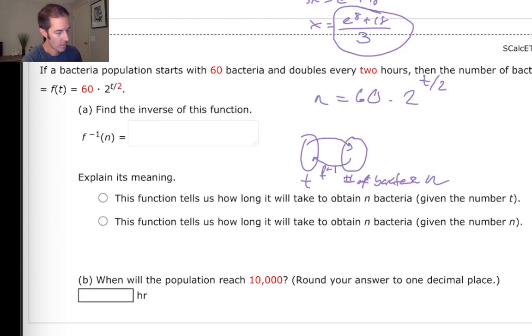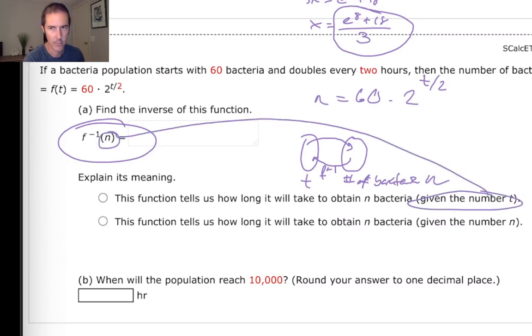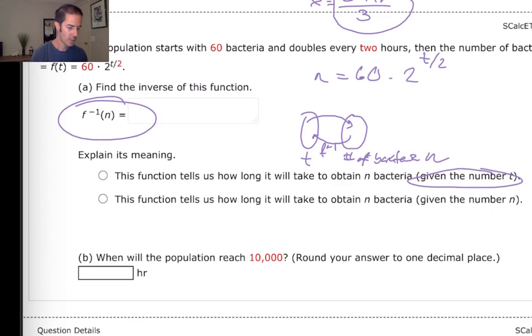So this function, f inverse of n, this function tells us how long it will take to obtain n bacteria, given the number t. Given the number t, it doesn't look like that's what we're plugging in there. So read through these two statements, make sure that you're deciding on the correct one. And then the question of when will the population reach 10,000?